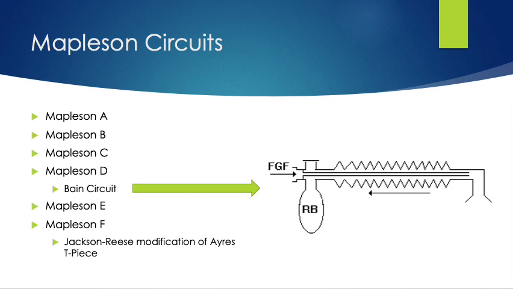Mapleson circuit characterization or labeling. Usually they're labeled A through F, and the way that they are labeled is based on where the components are located within the breathing system.